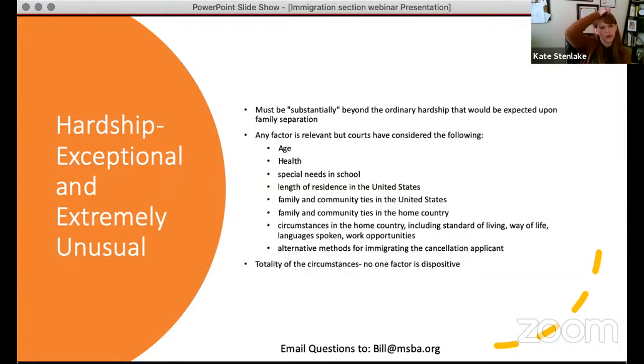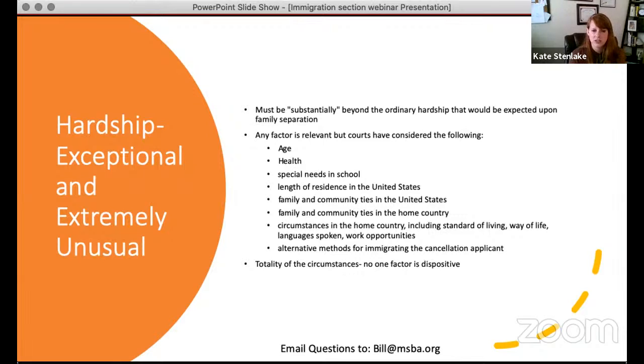The standard for exceptional and extremely unusual hardship is that it must be substantially beyond the ordinary hardship that would be expected upon family separation. Obviously, any family being separated, a client facing deportation, is hardship on any family, but you have to show it's beyond the ordinary hardship.